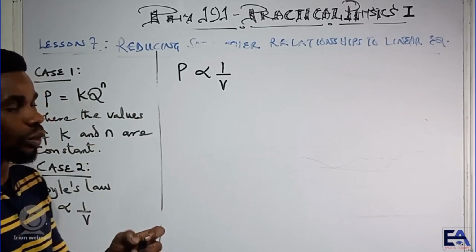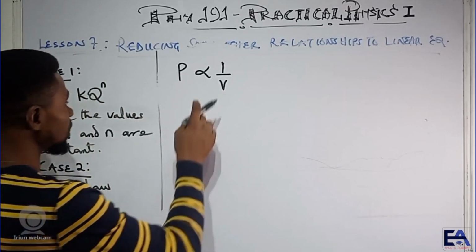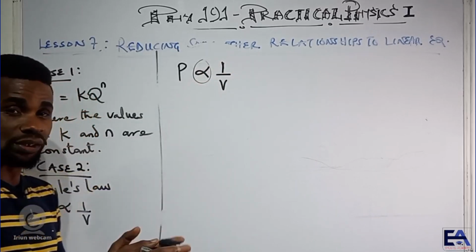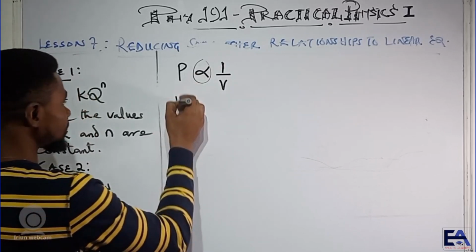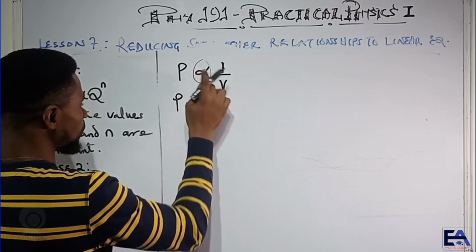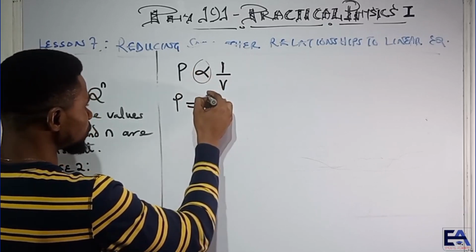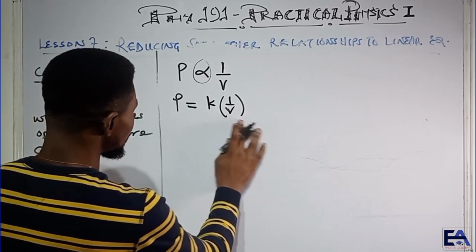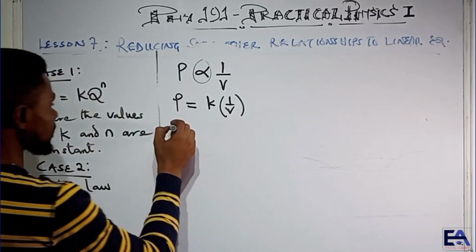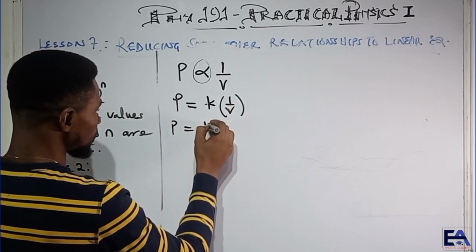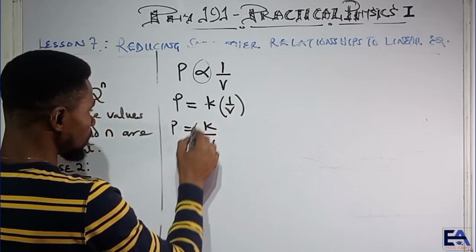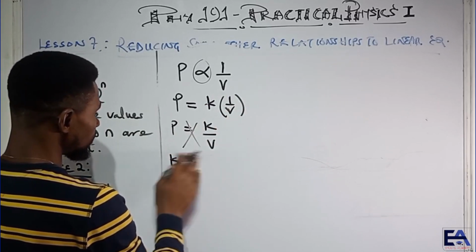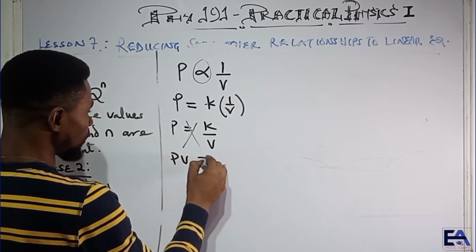If you want to introduce a constant of proportionality, you have to introduce it before this proportional sign will change to equality. Mathematics says that we can change this proportionality to equality by introducing a constant of proportion. So let's say the constant is K. You can have P equals K times 1 over V, or you cross multiply and have PV equal to K.